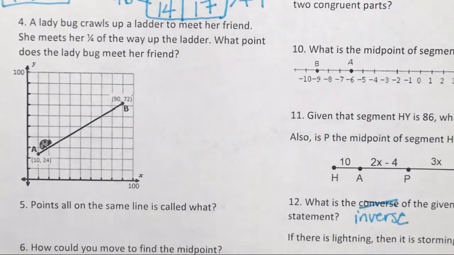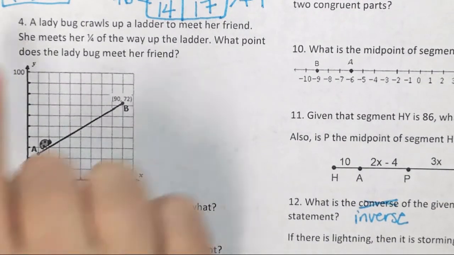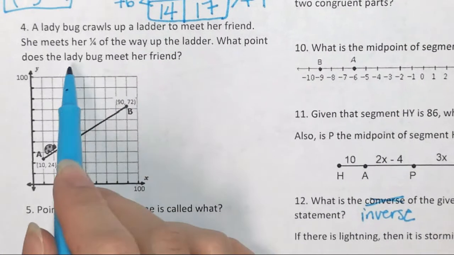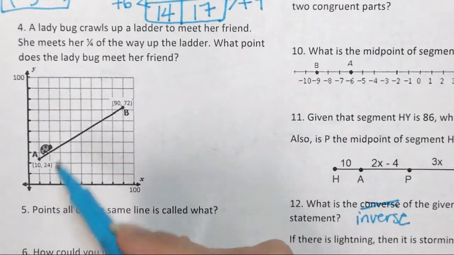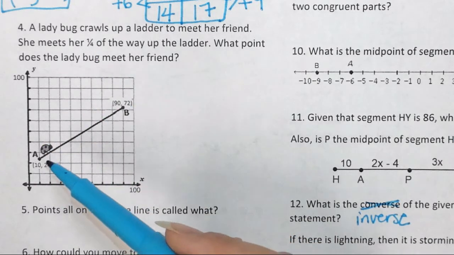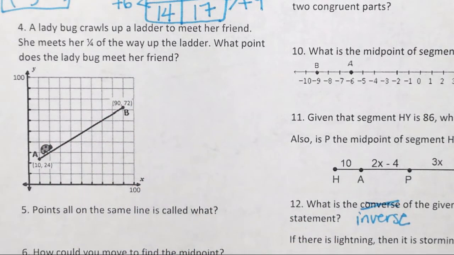Okay, so for number 4, it says a ladybug crawls up a ladder to meet her friend. She meets her 1/4 of the way up the ladder. At what point does the ladybug meet her friend? So what this is basically asking is it wants to know what's the 1/4 point from A to B.